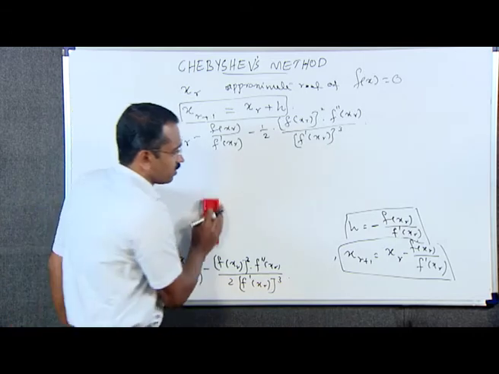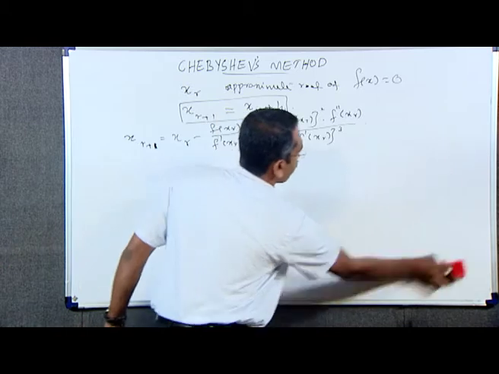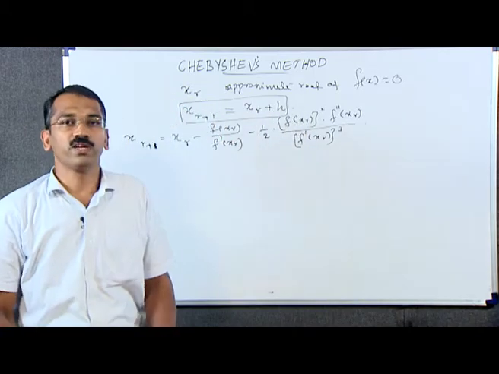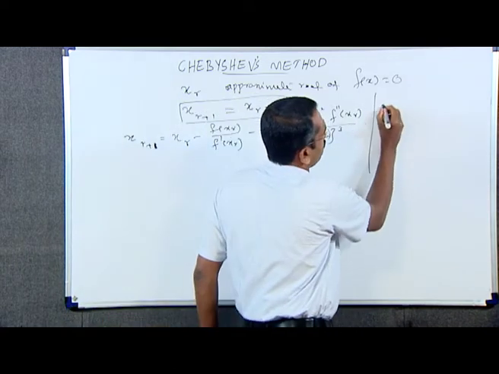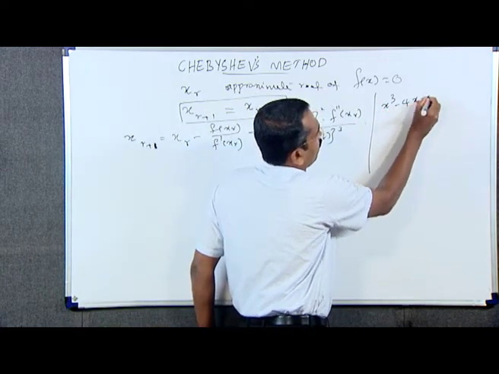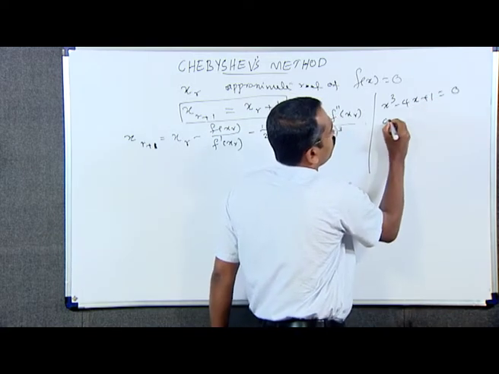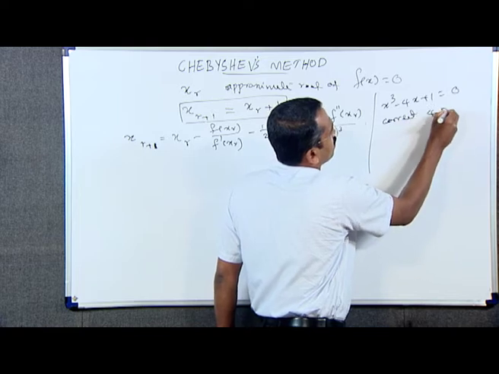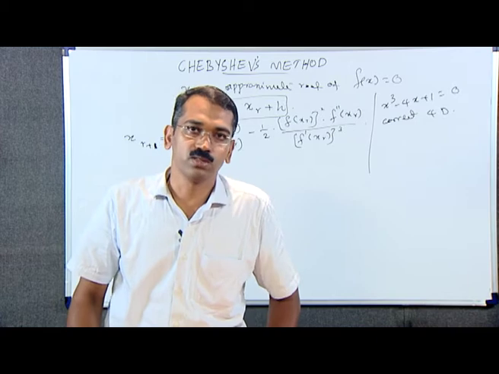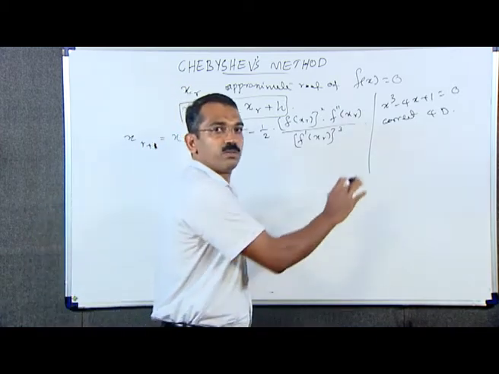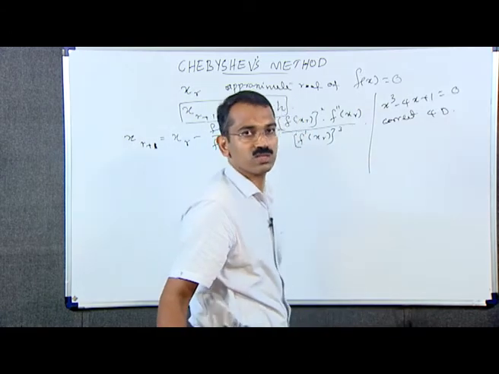Now consider an example. Find the positive root of the equation x^3 - 4x + 1 = 0 correct to 4 decimal places. Using Chebyshev's method, we want to find the positive root of this equation x^3 - 4x + 1 = 0.